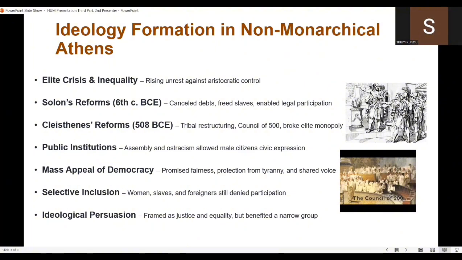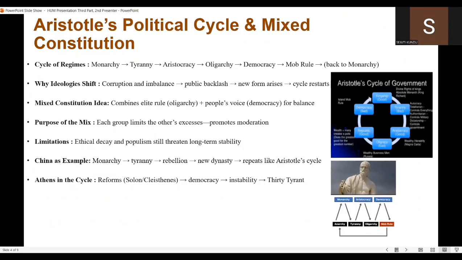The ideology framed itself as just, yet it served elite preservation through controlled inclusion. Democracy became a tool of both empowerment and subtle hierarchy. Now let's move on to the next slide, focusing on Aristotle's political cycle and mixed constitution.